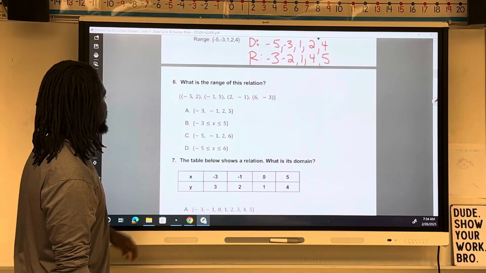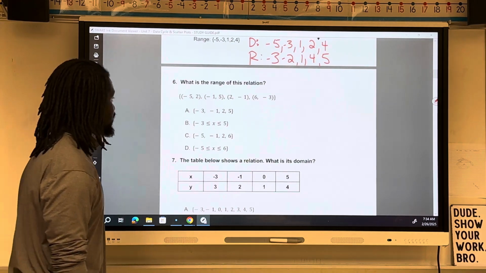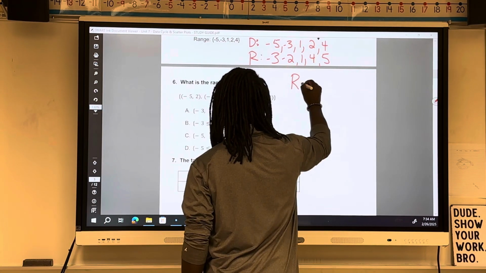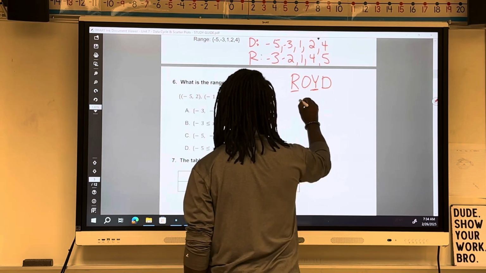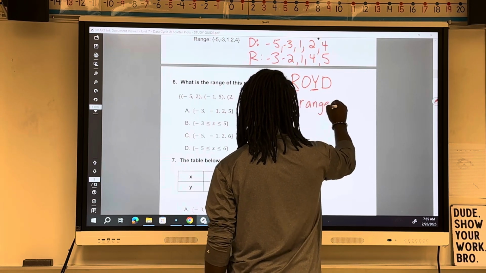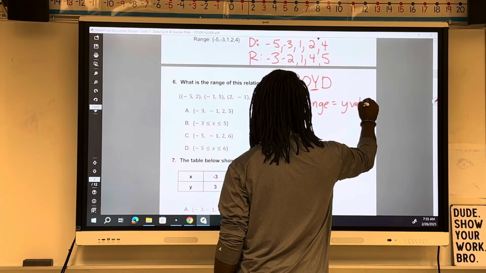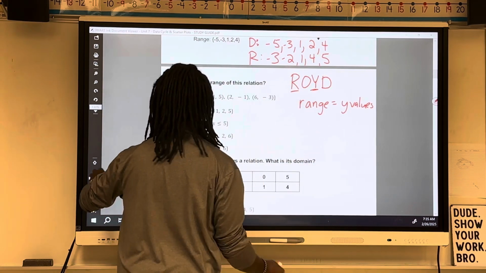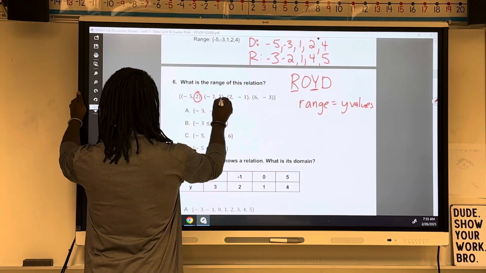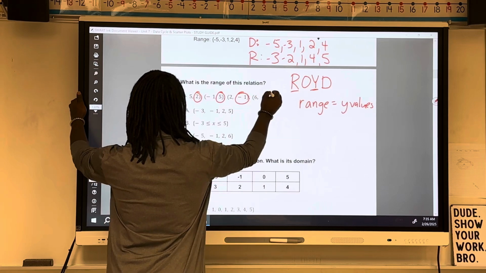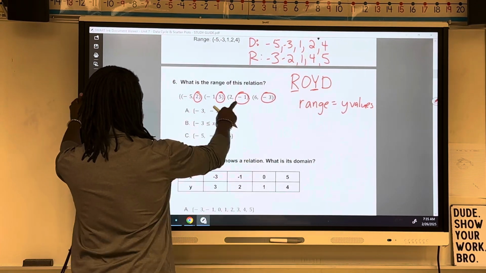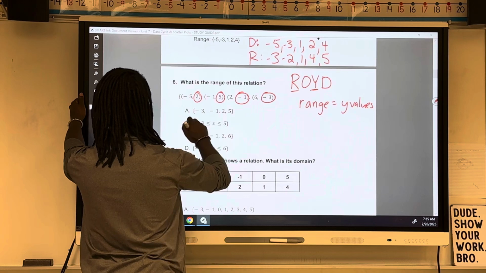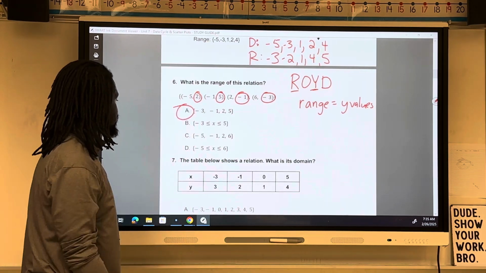Question number 6, what is the range? Range, again, Dixie Royd, range is the y values, so range equals y values. I'm looking at all the y's and making sure they're in order from least to greatest: -3, -1, 2, and then 5. So my answer is A.